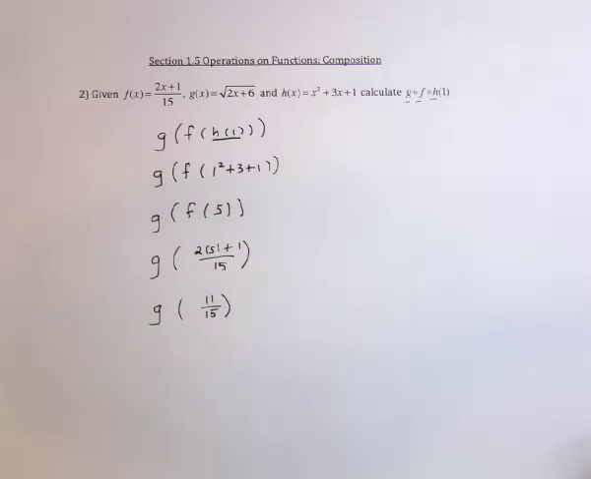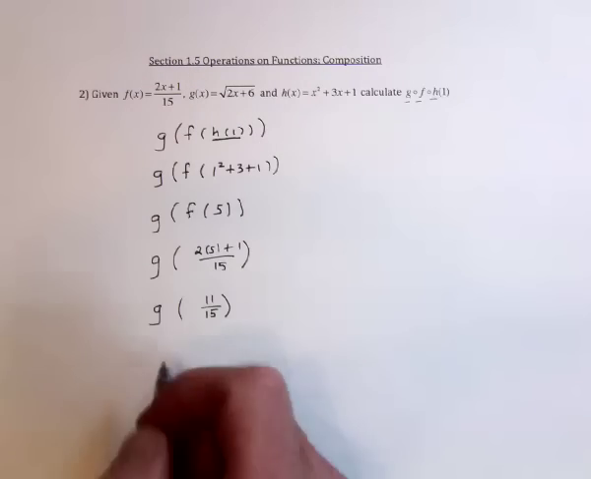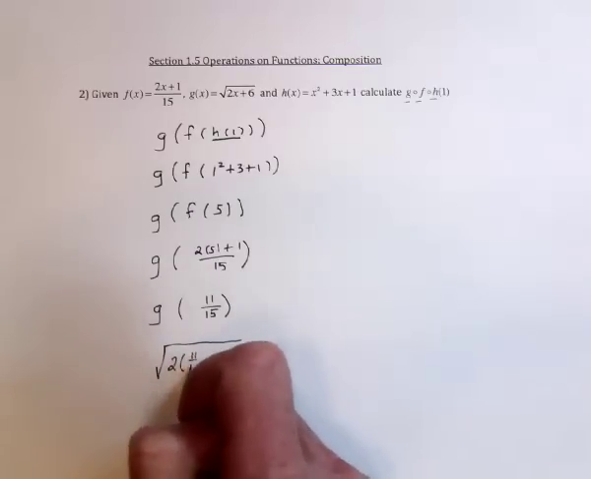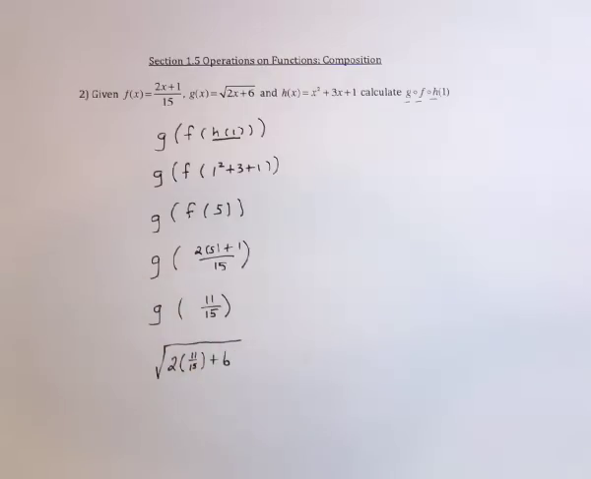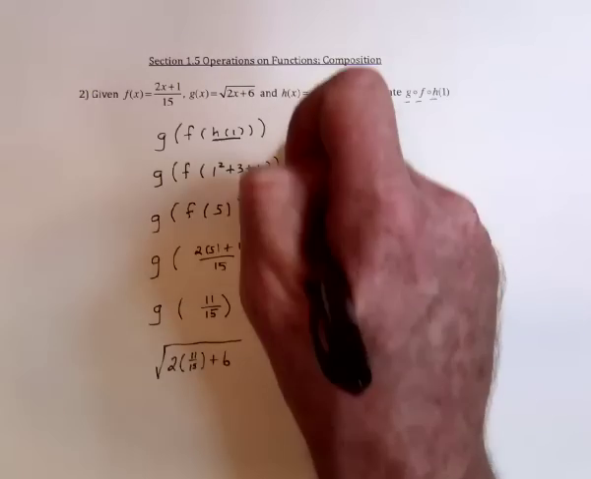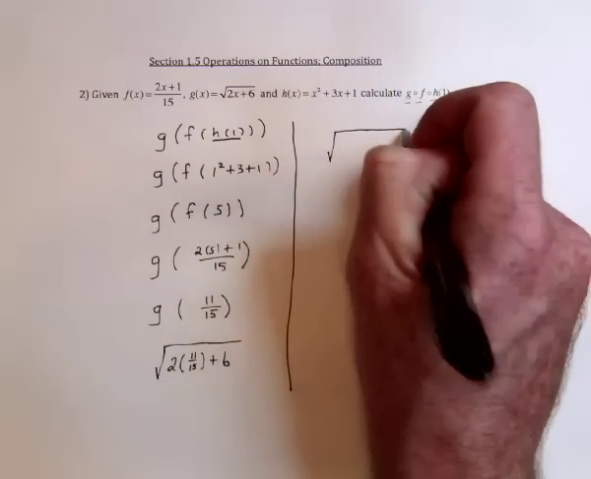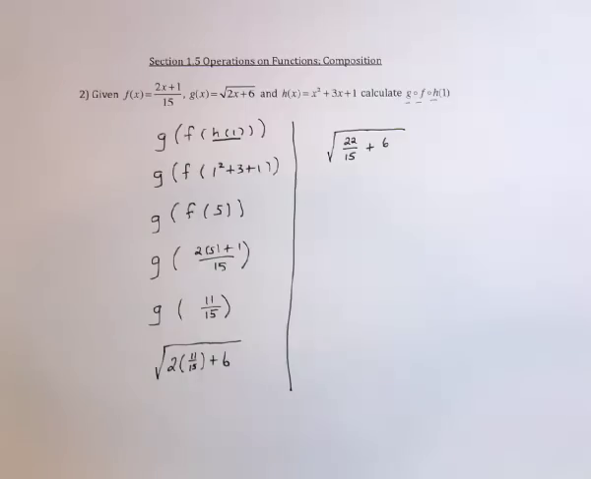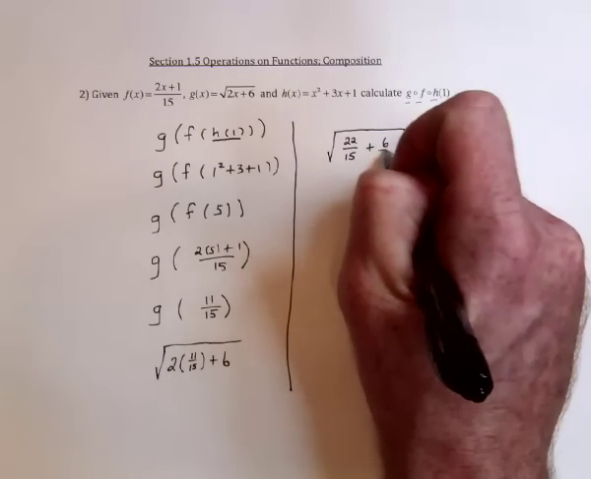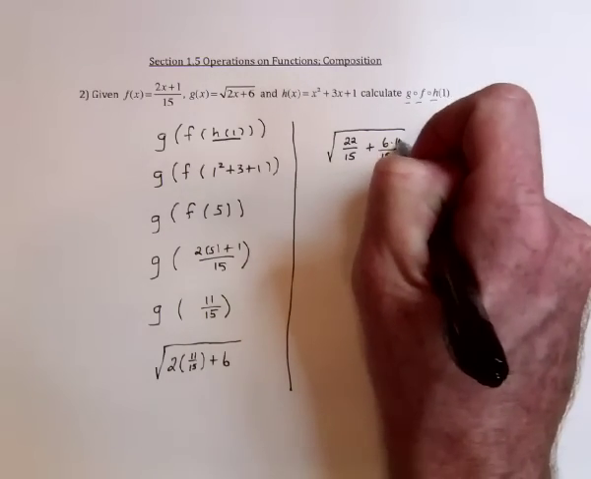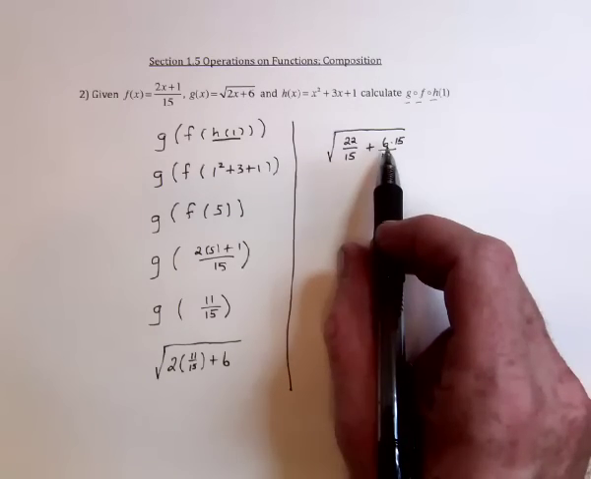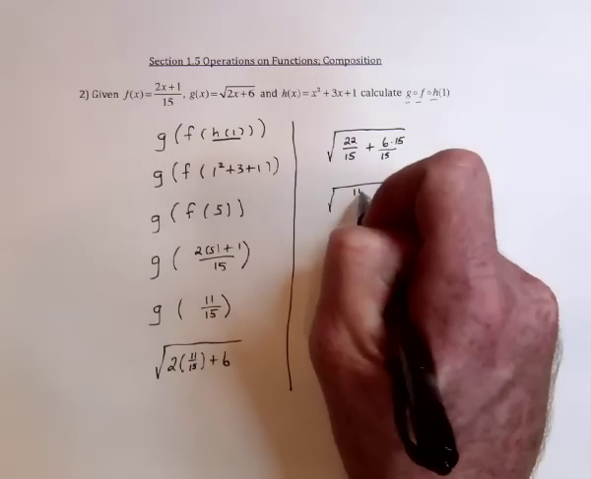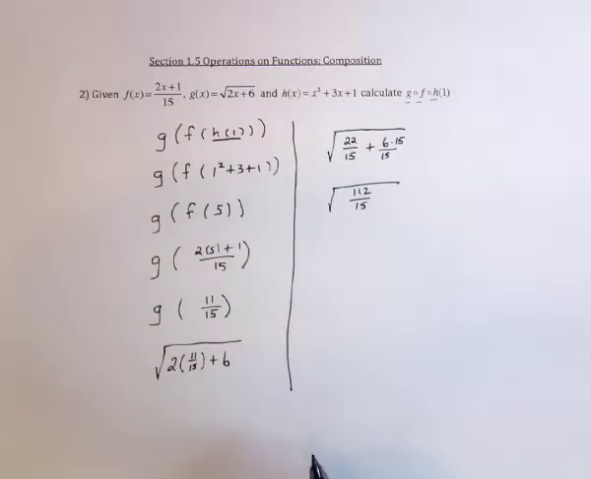And finally, take the 11 fifteenths and substitute it into the g function. So it's the square root of 2 times the 11 fifteenths plus 6. Well, that's going to be the square root of 22 fifteenths plus 6. And now get a common denominator, which will be 15. So this multiply on the bottom and the top by 15, which is going to be 90 fifteenths. So 90 and 22 is 112 fifteenths.